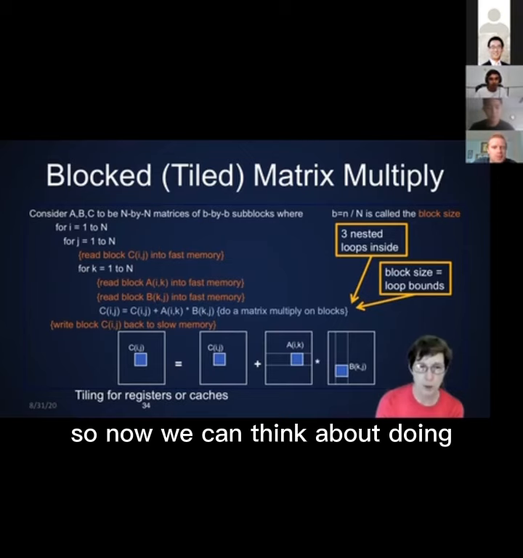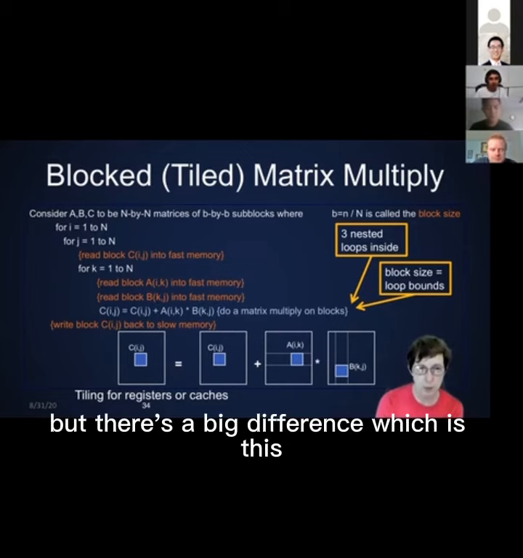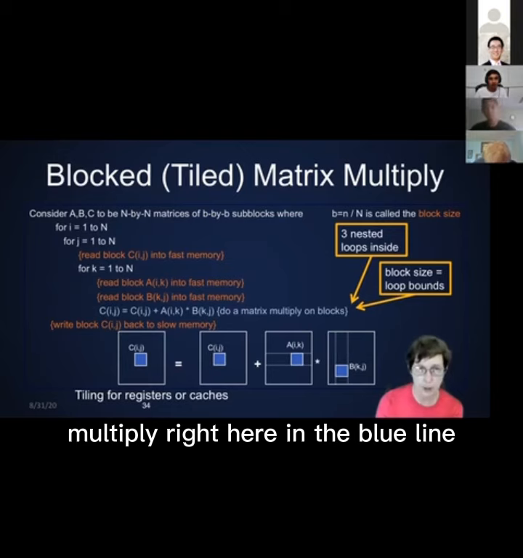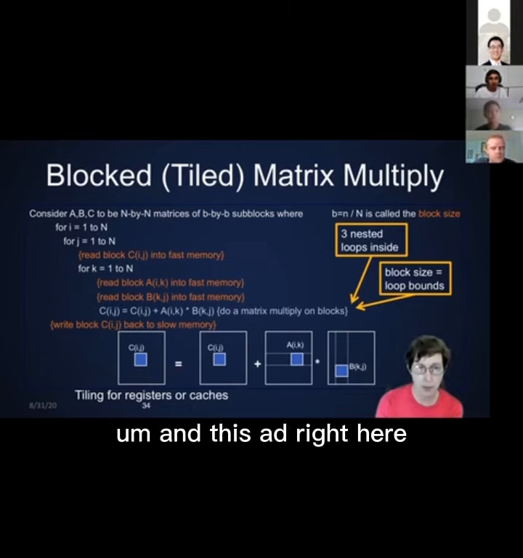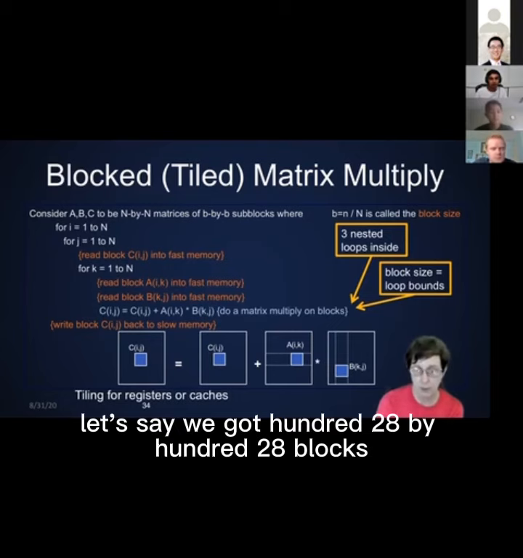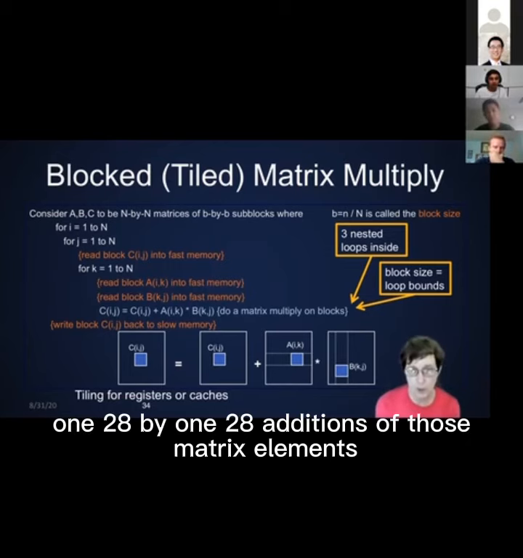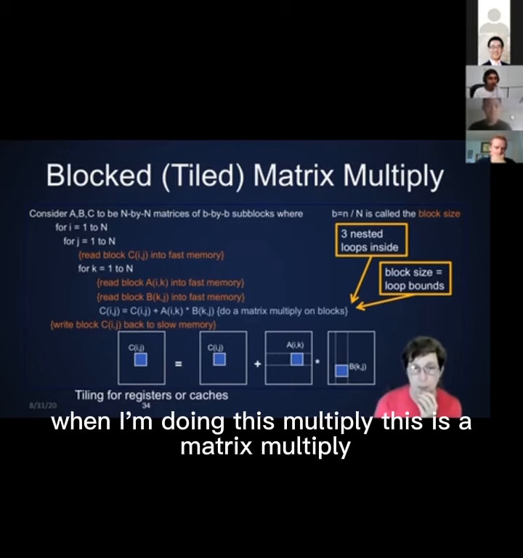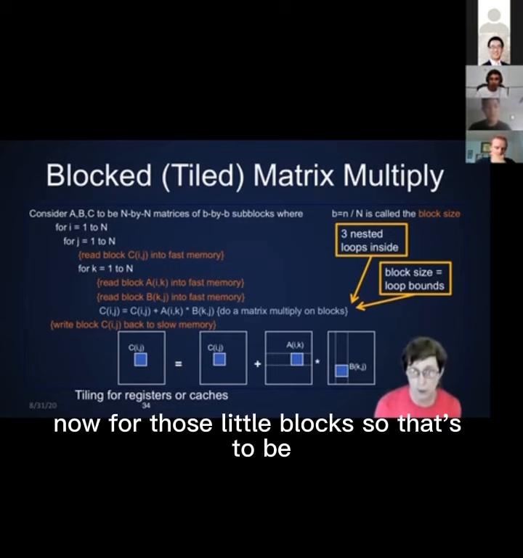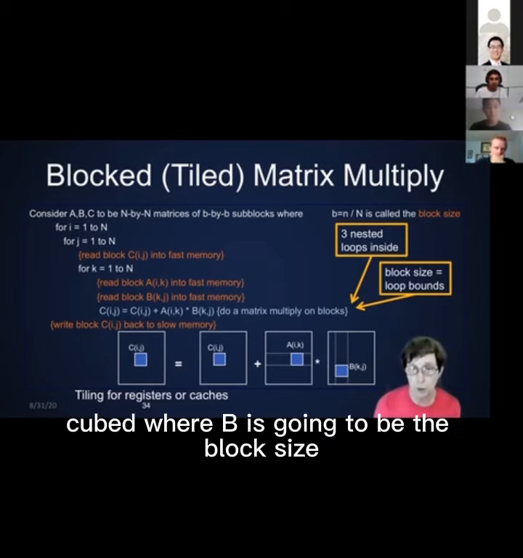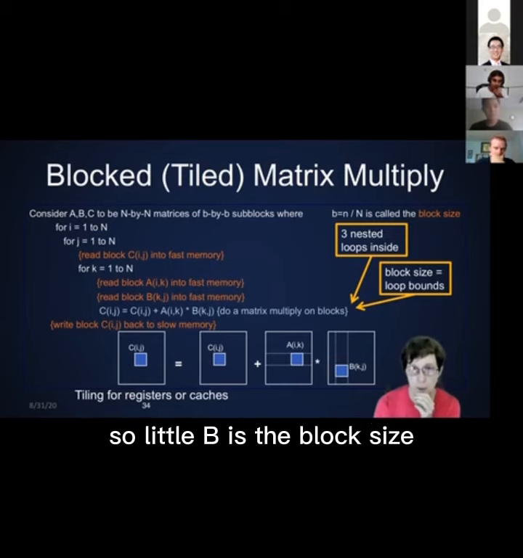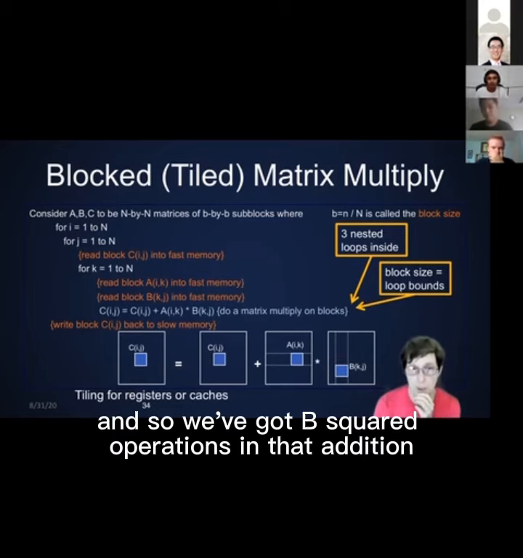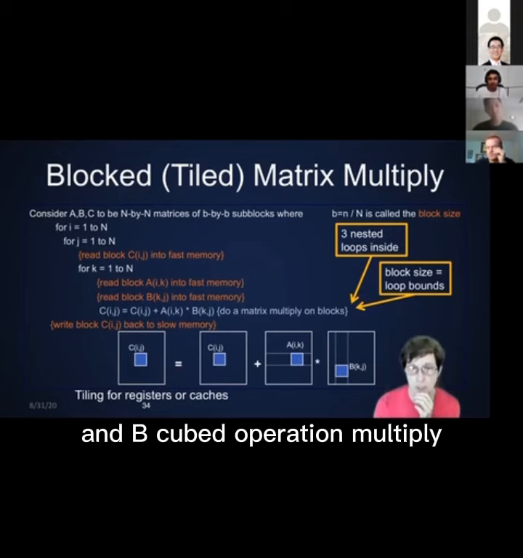So now we've got the same code here, but there's a big difference, which is this multiply right here in the blue line. And this add right here, this is a matrix add, which is, let's say we've got 128 by 128 blocks. So that's doing 128 by 128 additions of those matrix elements. So when I add those two matrices together, and similarly, when I'm doing this multiply, this is a matrix multiply now for those little blocks. So that's 2b cubed, where b is going to be the block size. So little b is the block size. And so we've got b squared operations in that addition and b cubed operations in that multiply.